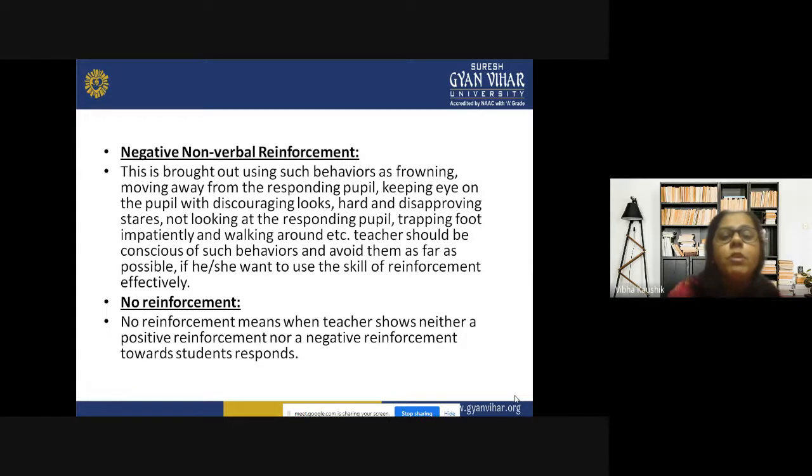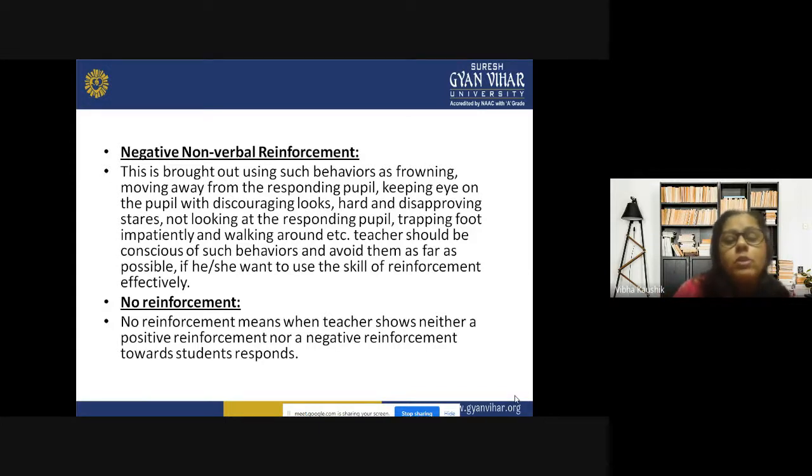Negative non-verbal reinforcement. This is brought out using such behavior as moving away from the responding people, keeping an eye on the people with discouraged looks, hard and disapproving stares, not looking at the responding people, tapping the foot impatiently and walking around, etc. Teachers should be conscious of such behavior and avoid them as far as possible if they want to use the skill of reinforcement.